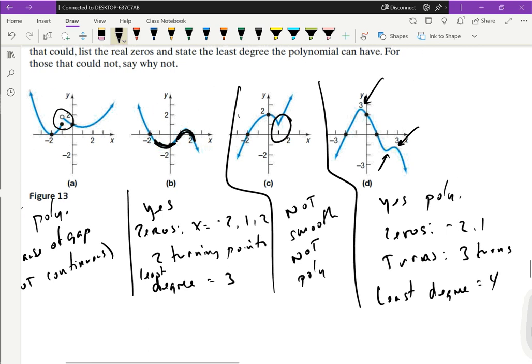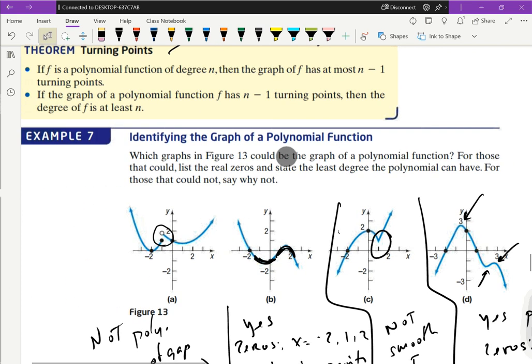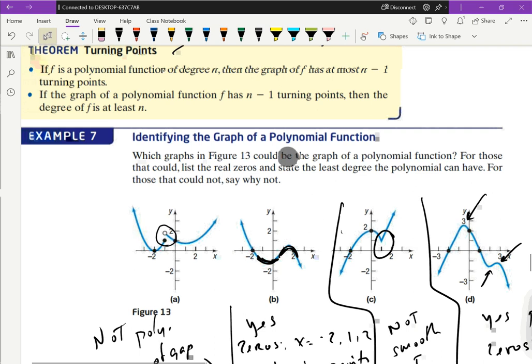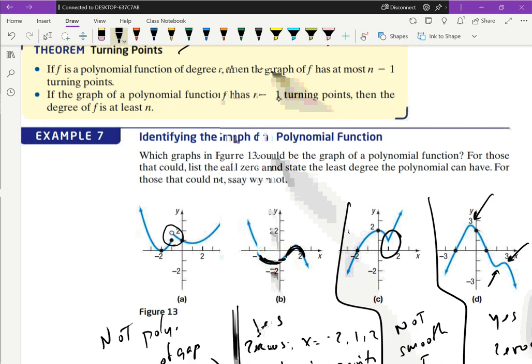If we go back up, take a look at this again. Okay. If the graph of a polynomial has n minus 1 turning points, then the degree of f is at least n. So n minus 1 is the number of turning points. So if I go ahead and add 1 to the turns, okay, then I end up with my degree.